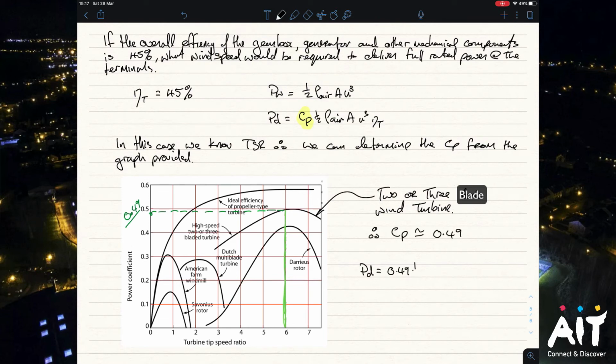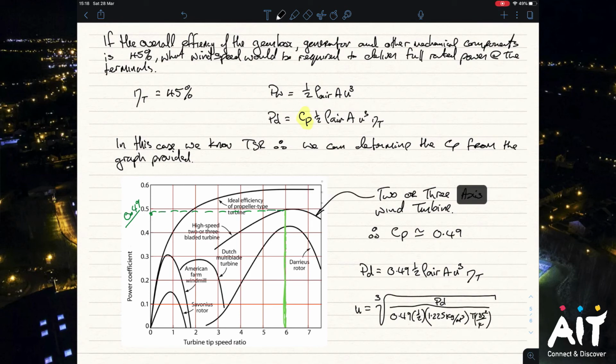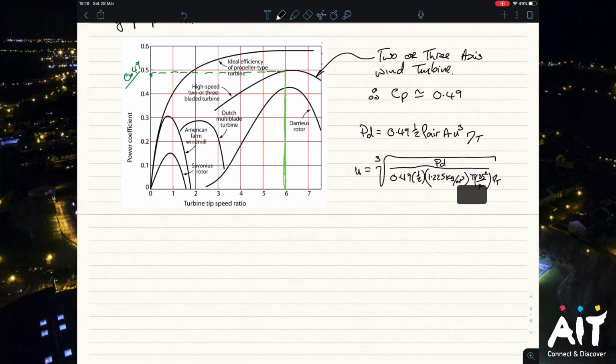So therefore, our power delivered is going to be 0.49 times a half the density of air times the area times the velocity cubed times the overall efficiency of the turbine. When we substitute in the correct values for each of these and perform the calculations, we're able to determine that the average wind speed in this case is going to be 5.09 meters per second.